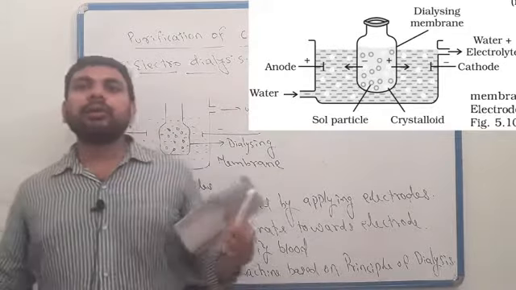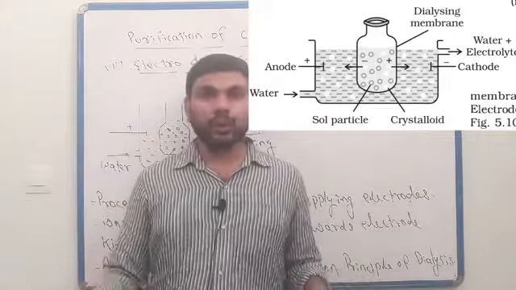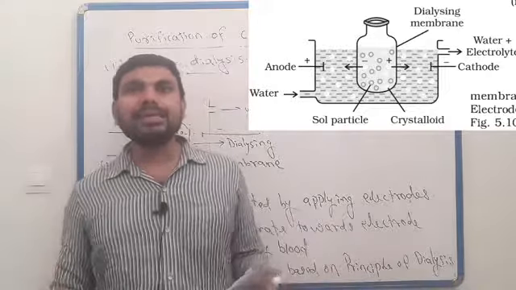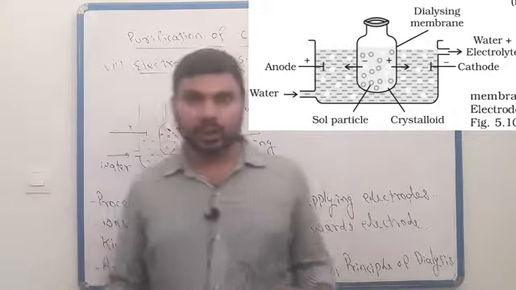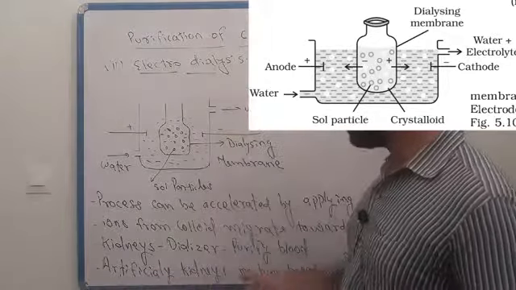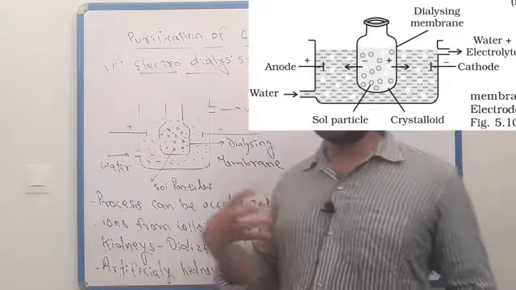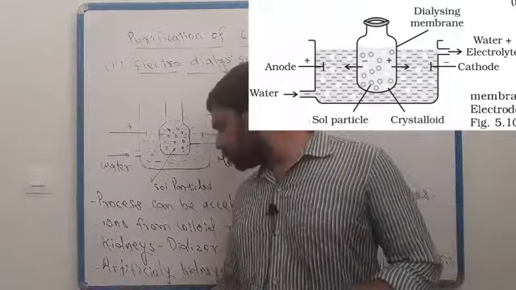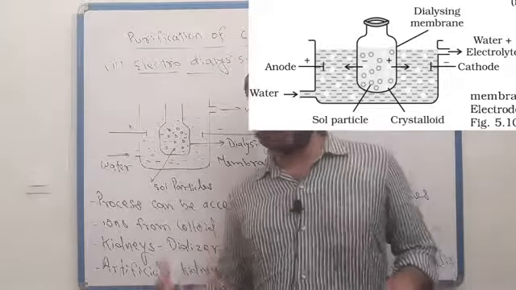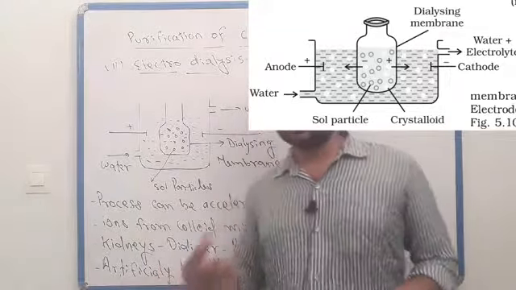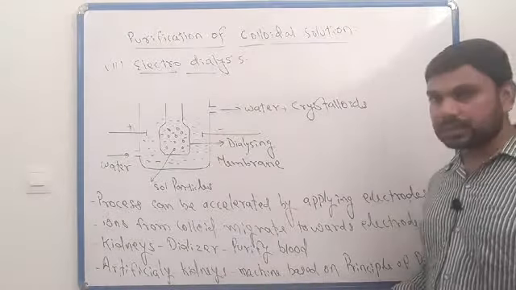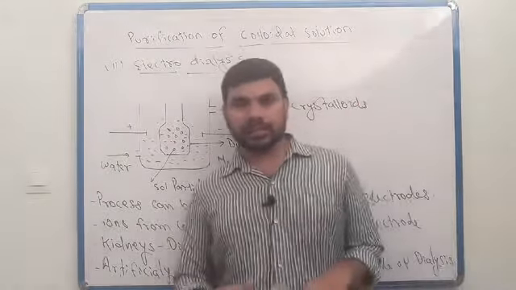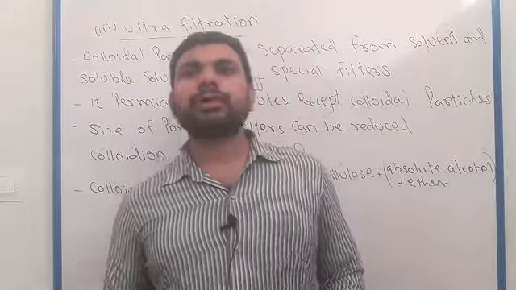In our body, blood acts as a colloid. Blood is a good example of a colloid. Also, you know in our body the kidney helps to purify blood. So kidneys act as a dialyzer, and purify blood. Also, artificial kidneys help to purify blood. Artificial kidneys are machines that work on the principle of dialysis. Clear?